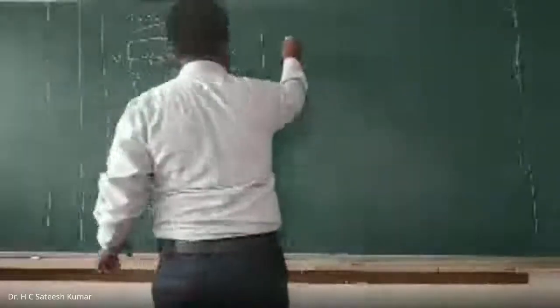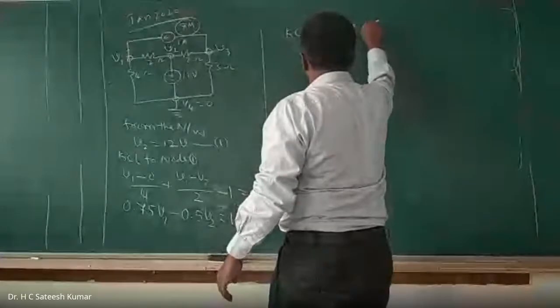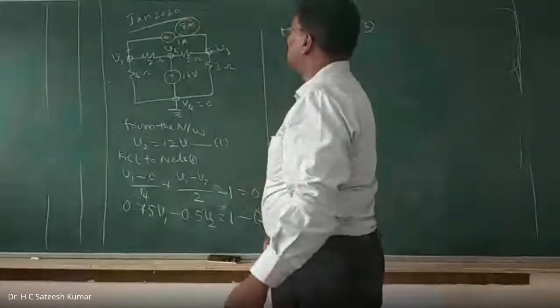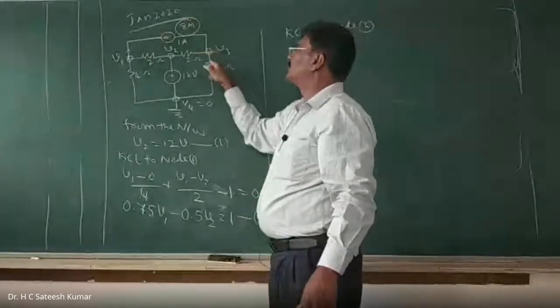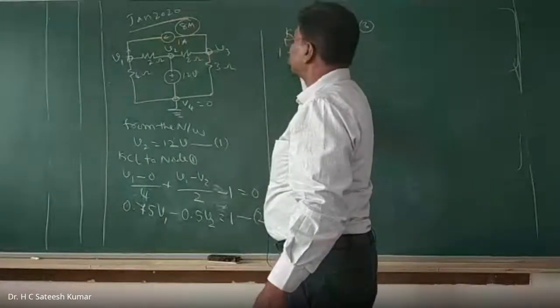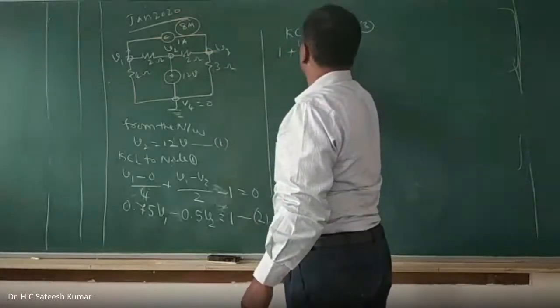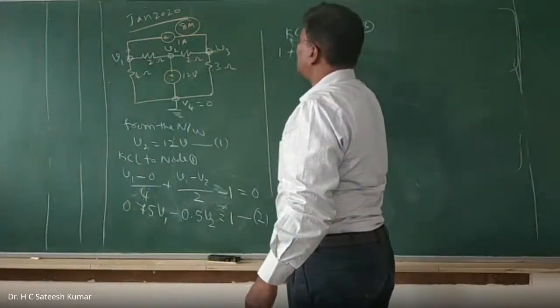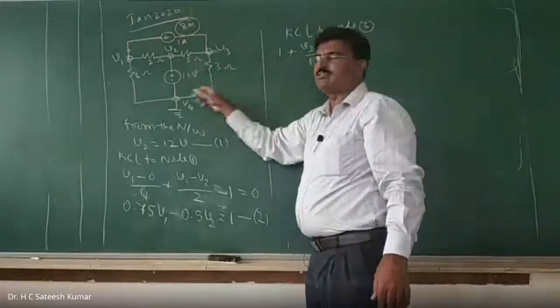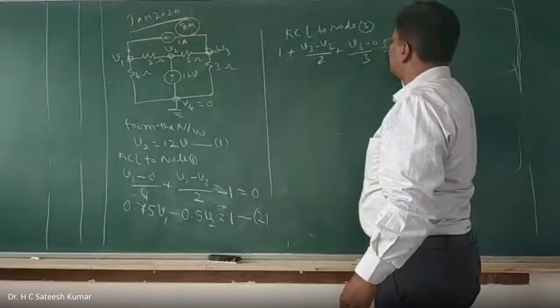Next, KCL to node 3. How many terms are there? 1, 2, 3. Current is leaving. Yes, it is leaving current. Therefore, plus 1, plus V3 minus V2 divided by 2, plus V3 minus 0 divided by 3 is equal to 0.